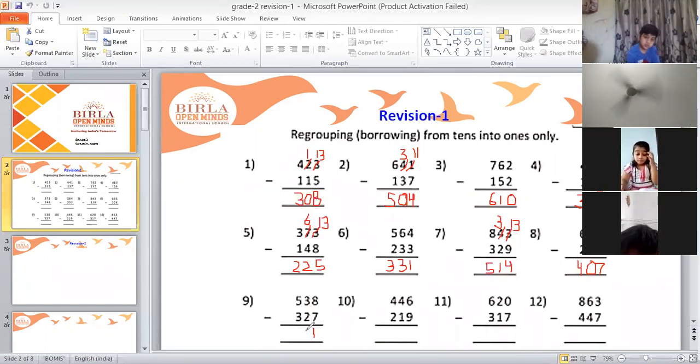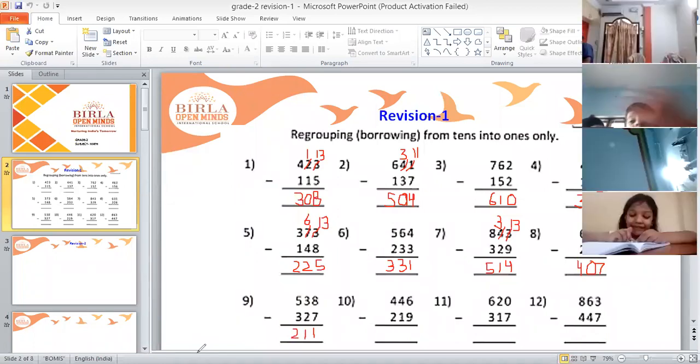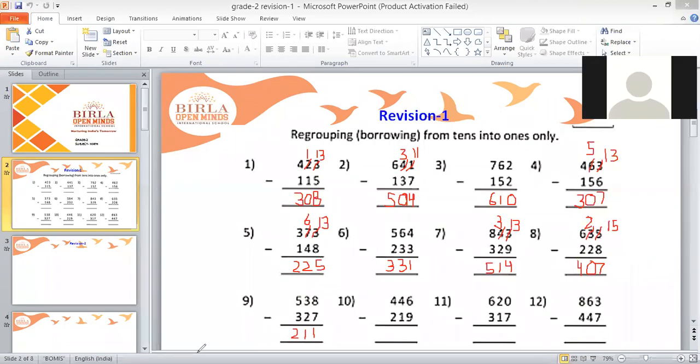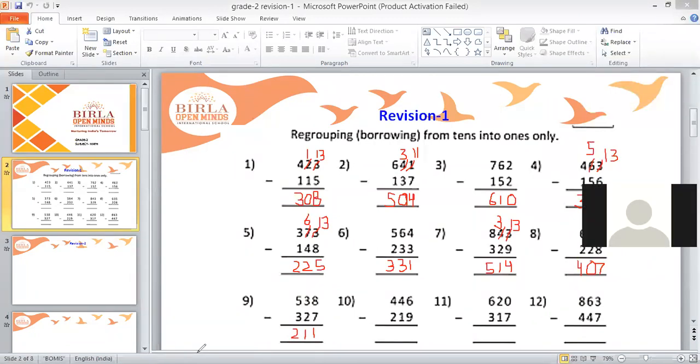And 3 minus 2? 1. Okay, and 5 minus 3? Take out your fingers. 5 minus 3 is 2. So what is the answer? 211. Very good. So the answer is 211. That's the correct answer. Good. Devansh, you read next question. Question number 10. Devansh, are you there?